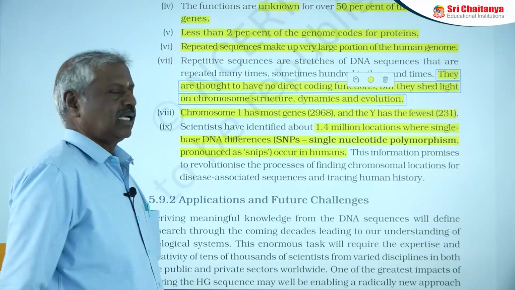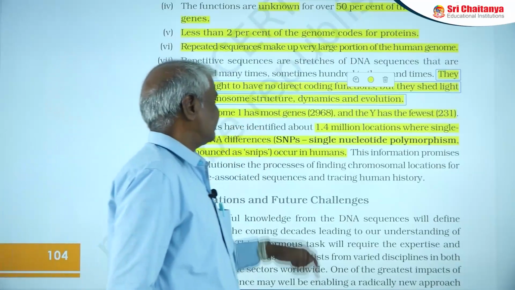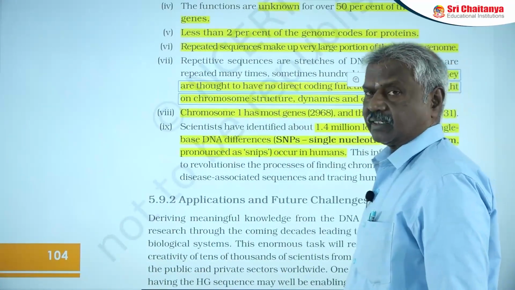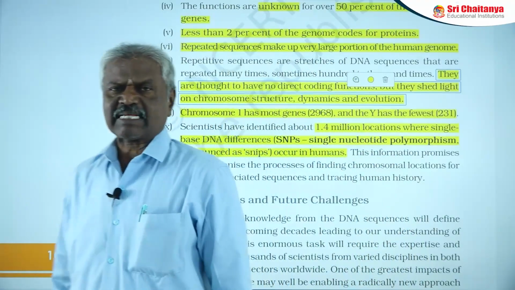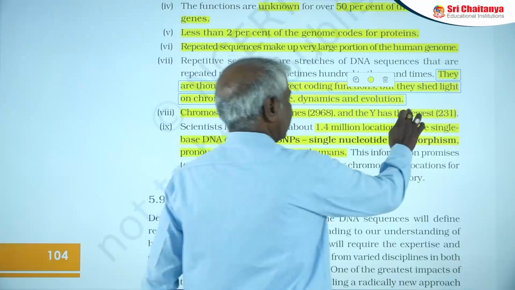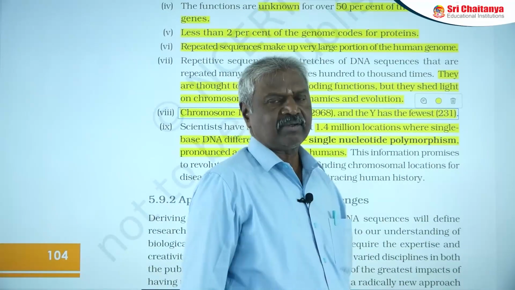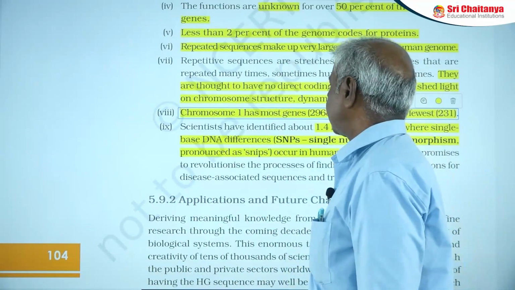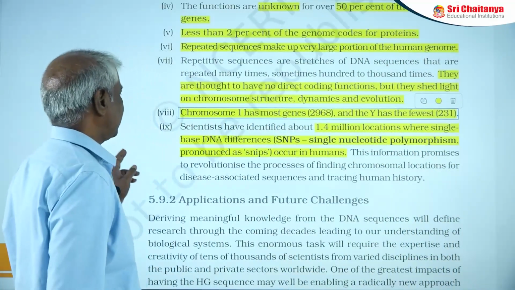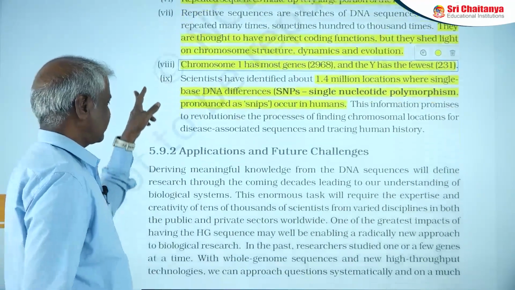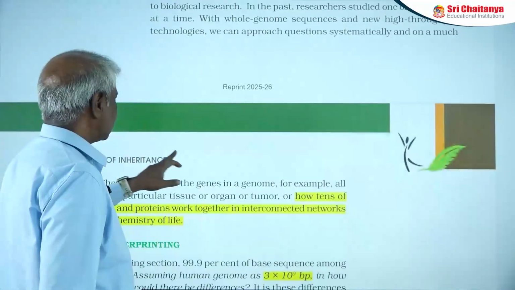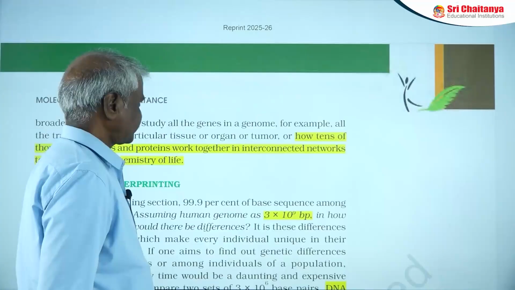Now this is a memory-based area. The chromosome that was sequenced last, the first chromosome, has 2,968 genes. The highest number of genes is present on chromosome number 1. The fewest, 231, is on the Y chromosome. Later, scientists identified about 1.4 million locations where single-base differences, SNPs, polymorphisms, occur. These are the applications here, normal applications only, but this is most important, you see this.